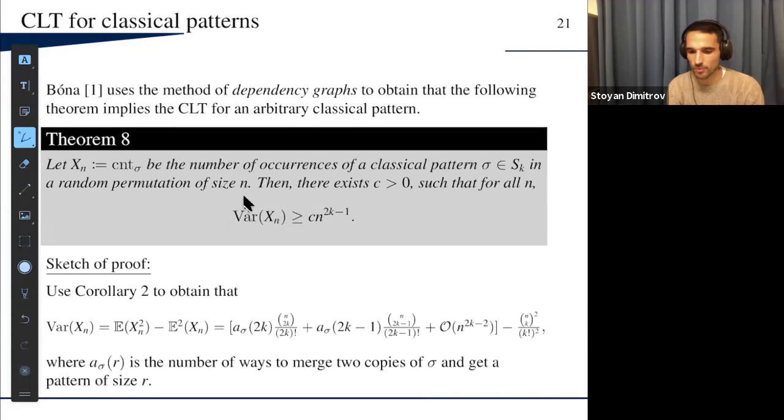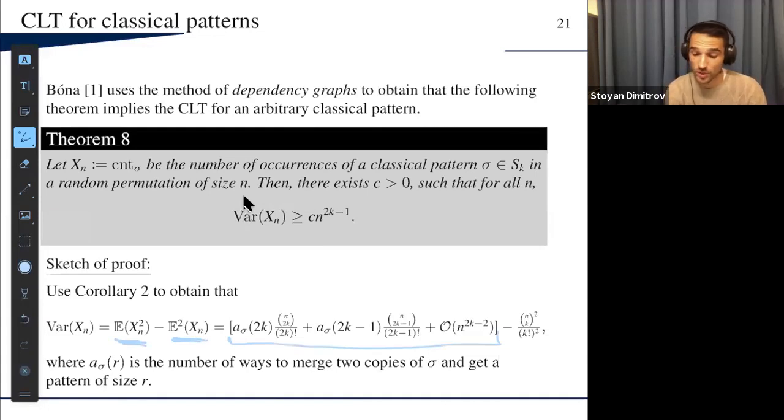The way Miklos Bona proved this bound is by some probabilistic arguments, which are a bit complicated. But here we propose an alternative proof by using our corollary 2 again. So we just write the usual formula for the variance. And since the expectation for this number is already known, we just need to evaluate the second moment here. And we write this quantity just using our corollary.